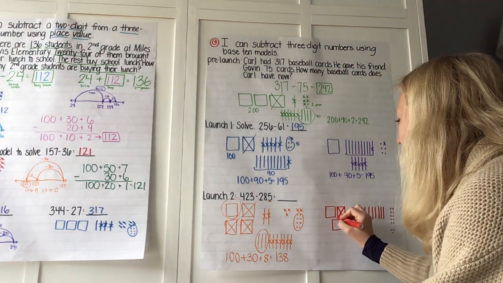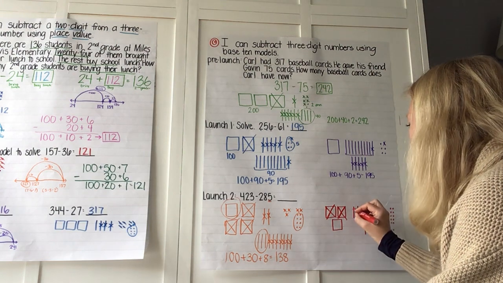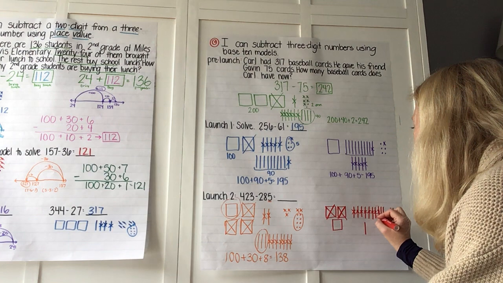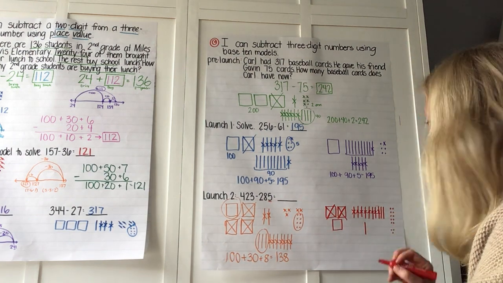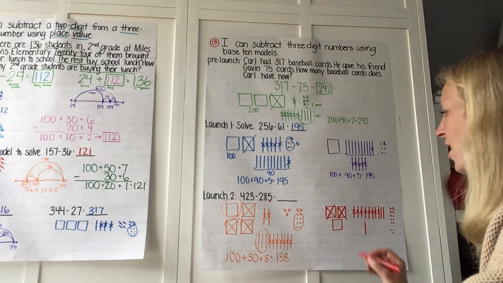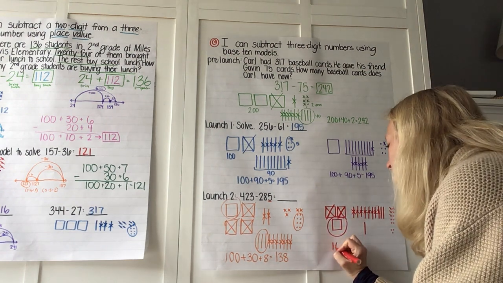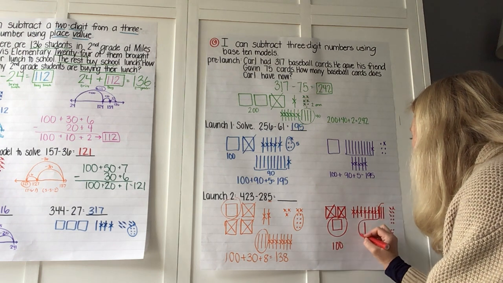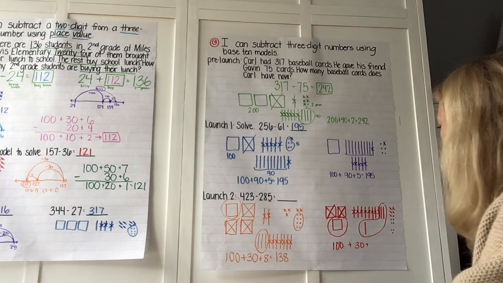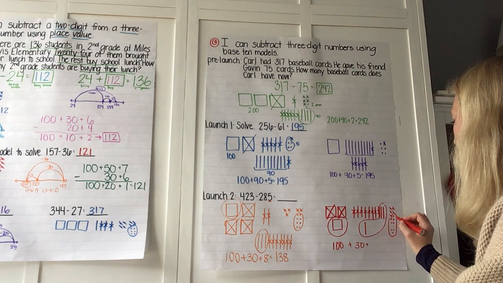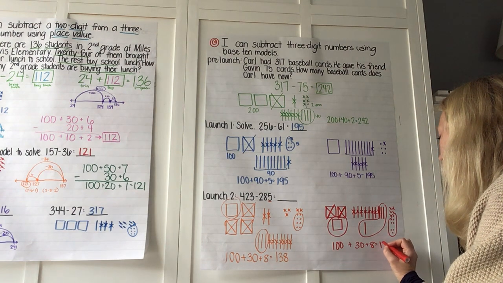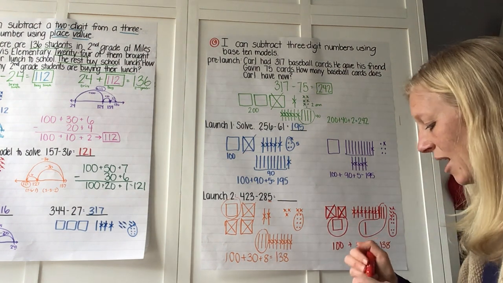Now what? You're going to take away your 200s, 10, 20, 30, 40, 50, 60, 70, 80, your 8 tens, and your 1, 2, 3, 4, 5 ones. And what do you have left? 100, 3 tens, which is worth 30, and 3 ones, which is 8, and you have 138.